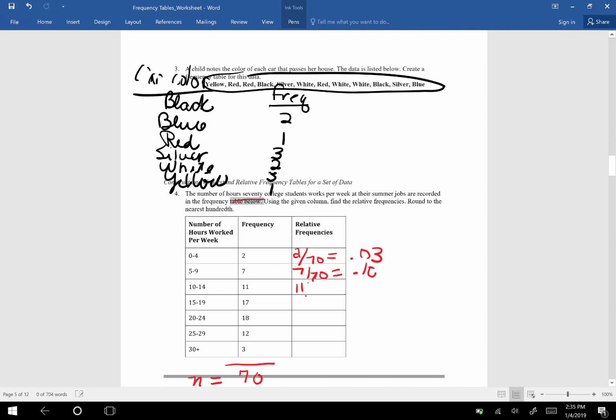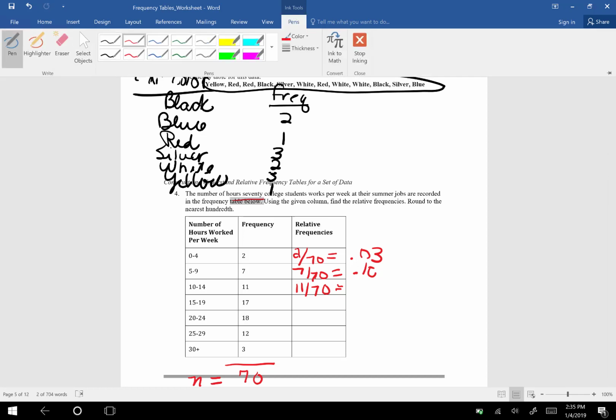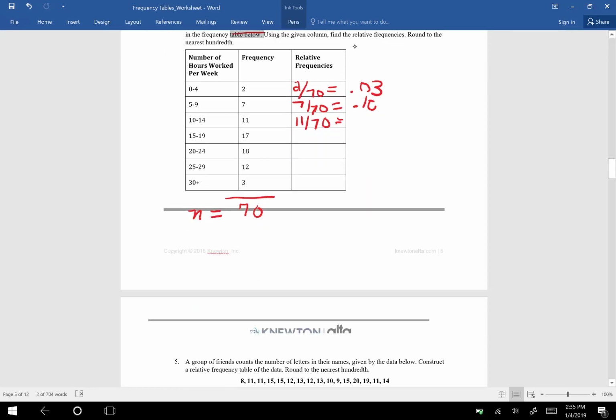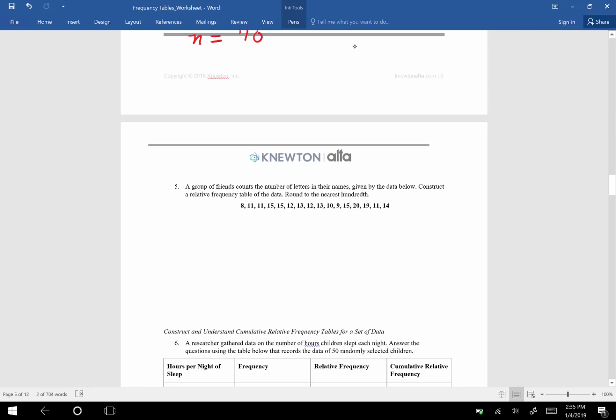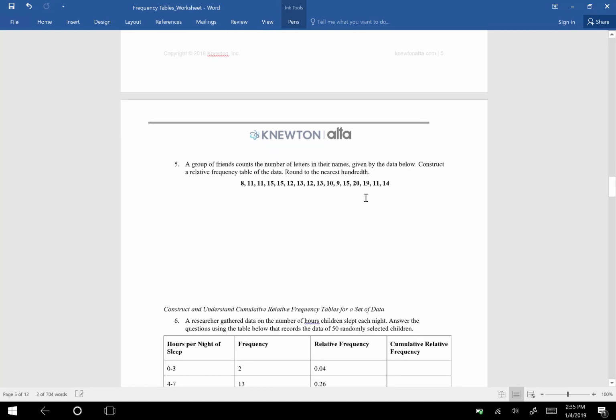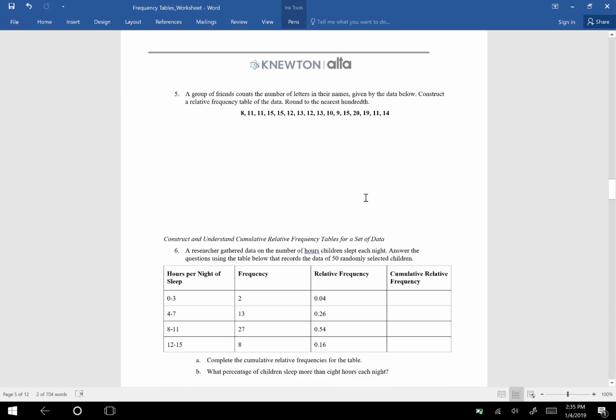This one we do 11 divided by 70. Okay, you got the idea? That's how we calculate relative frequencies. Okay, so first we'd have to calculate a frequency table. On this problem, a group of friends count the number of letters in their names given by the data below. Construct a relative frequency table of the data. So you do have to start off with calculating the frequency table first and then the relative frequency.